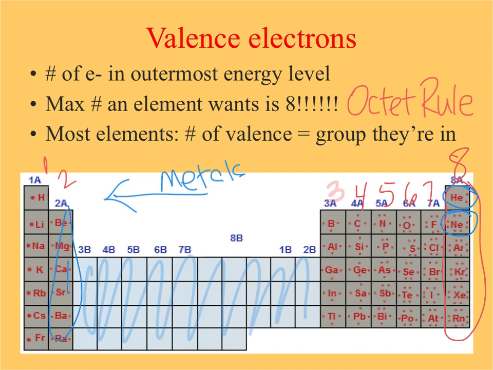What if we have magnesium? Magnesium has a choice. Magnesium can gain 6 electrons to look like argon, or it can lose 2 and go backwards to neon over here and look like neon. So it's easier to lose the 2.